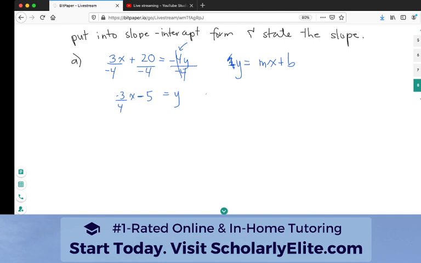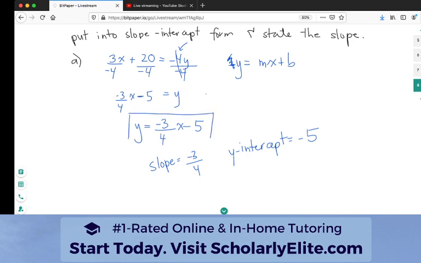And we can actually switch this equation around, and it means the same thing. So it can look like this, minus 5. And we know that the slope is equal to negative 3 over 4, so this is going to be a negative equation. And we know that the y-intercept is negative 5. Okay, you guys, so this is our final equation, and these are the final answers for slope and y-intercept. So hopefully that makes sense for you guys.